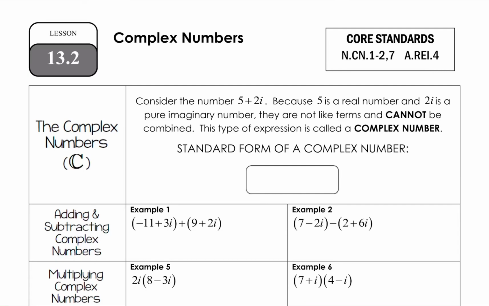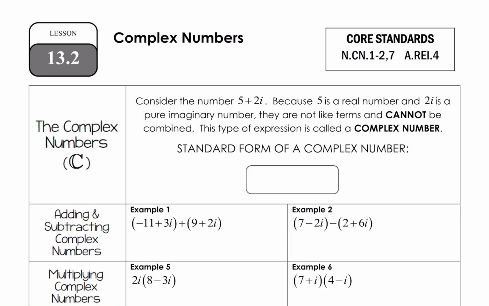Okay, today we're going to be continuing our unit on complex numbers with notes for 13.2. So let's talk about complex numbers for just a second. 5 plus 2i is considered a complex number. Because 5 is a real number and 2i is a pure imaginary number, they are not like terms and cannot be combined. This type of expression is called a complex number.